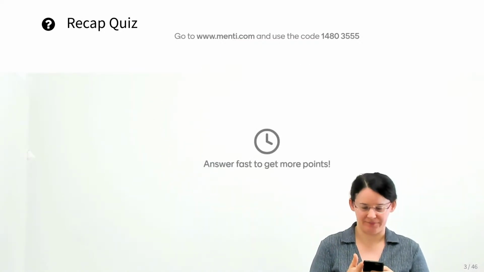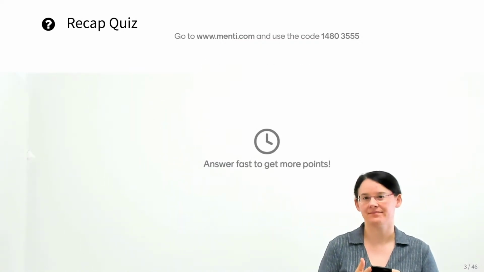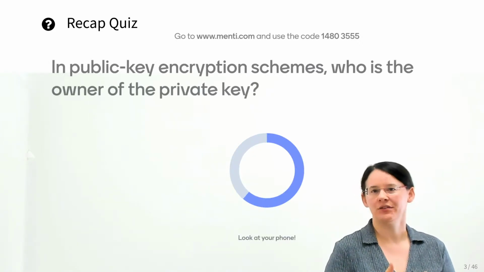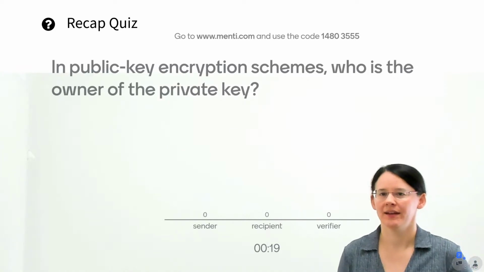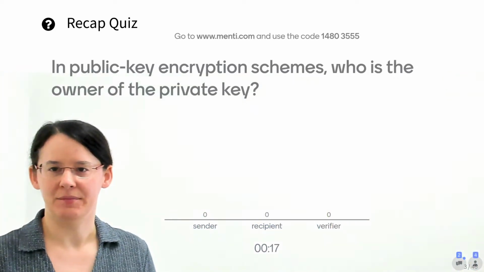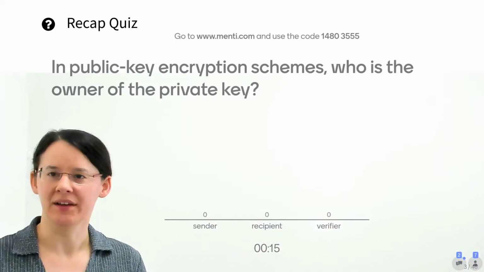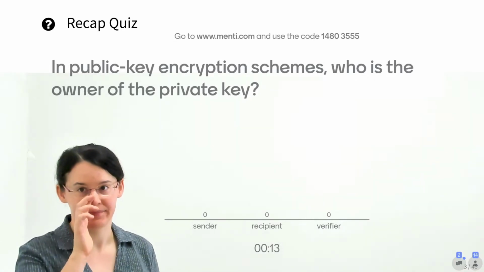The first one. In public key encryption schemes, who is the owner of the private key? Is it A, the sender, B, the recipient, or C, the verifier?